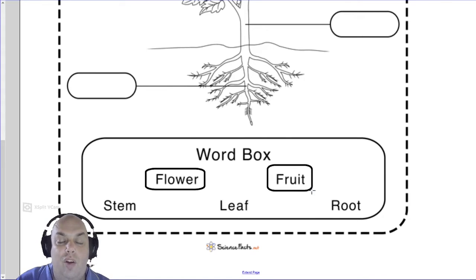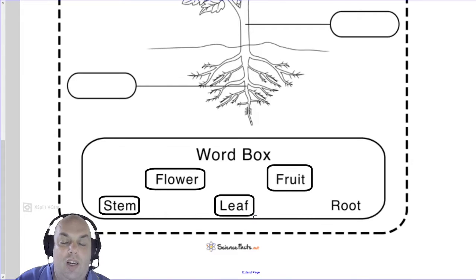Okay, let's go to the next word. The next word is fruit. Repeat after me. Fruit. Alright, let's spell fruit. F-R-U-I-T. Fruit. Okay. Next word is stem. Repeat after me. Stem. Now let's spell stem. S-T-E-M. Stem. Okay. Very good.